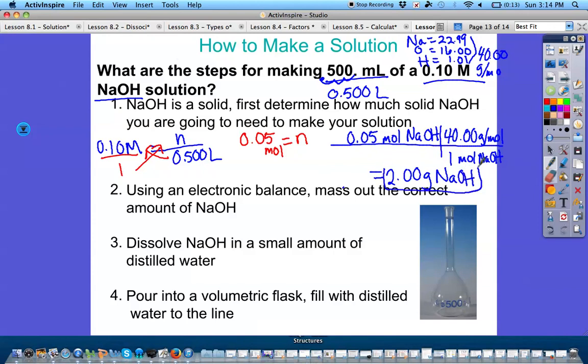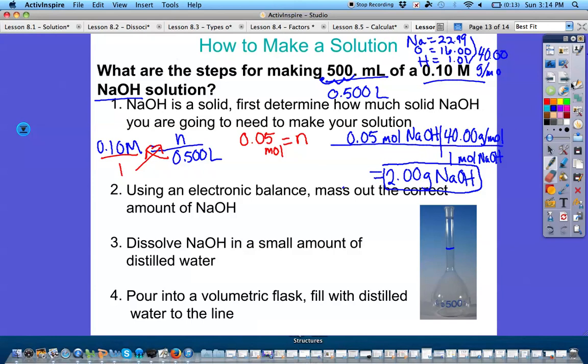So you're going to mass out 2 grams of sodium hydroxide on the electronic balance. You're going to dissolve the 2 grams of sodium hydroxide in a small amount of distilled water. Pour it into a volumetric flask. And then you're going to fill with distilled water up to this line that is 500 milliliters. Volumetric flasks are just more precise than an Erlenmeyer flask, and that's why we use it for making stock solutions like a 0.1 molar sodium hydroxide solution.